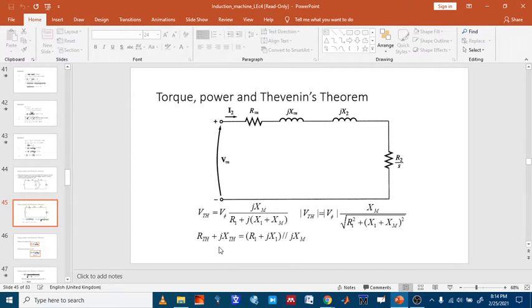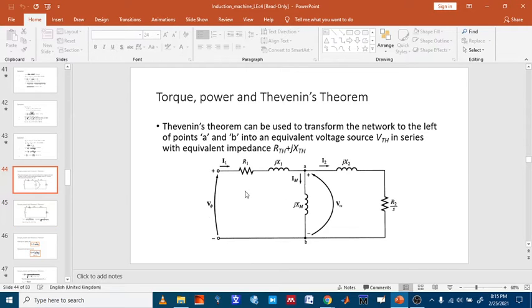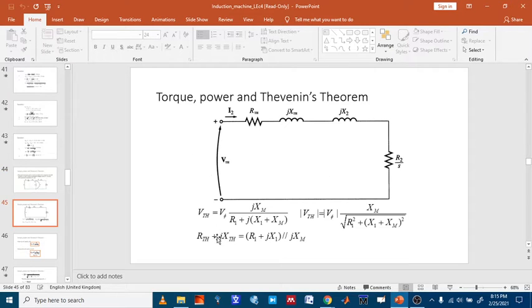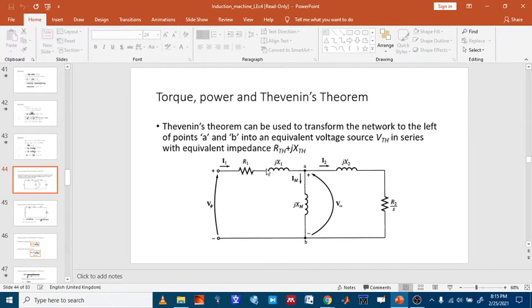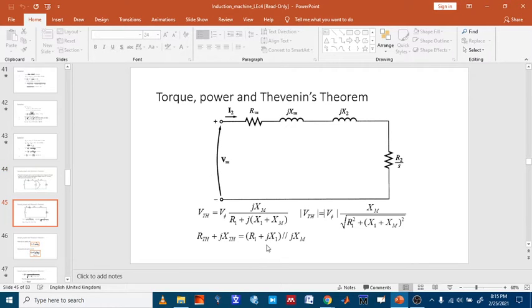What about the Thevenin line impedance? The sum of these impedances. You get it? As we can see, this and these are in series, and they are in parallel with this. So RTH and jXTH will be equal to R1 plus jX1 in parallel with jXM. That one is RTH. So the VTH can be reduced to this form.